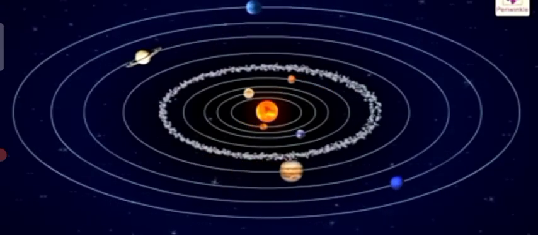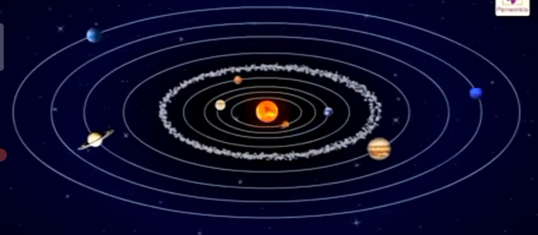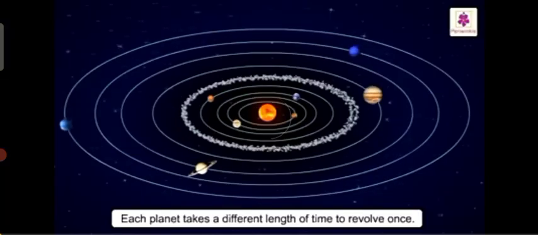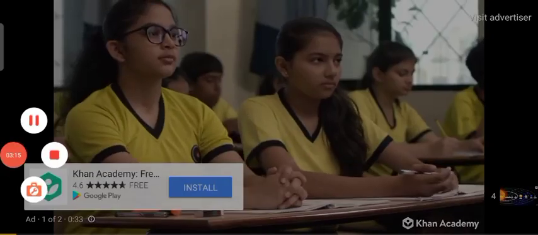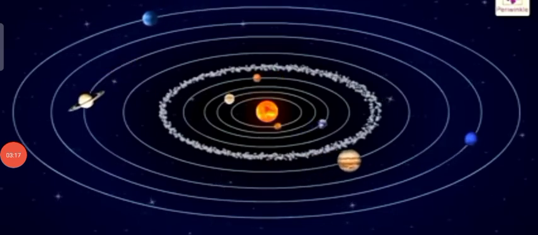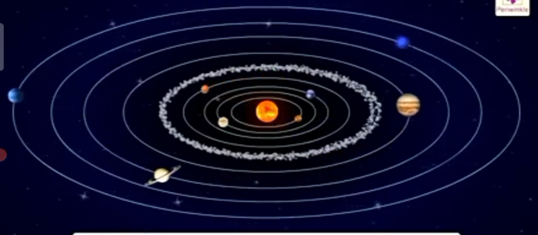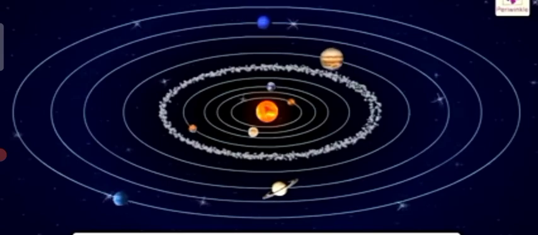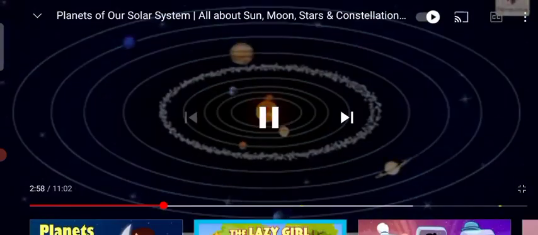Because they are all at different distances from the sun, each one takes a different length of time to revolve once.